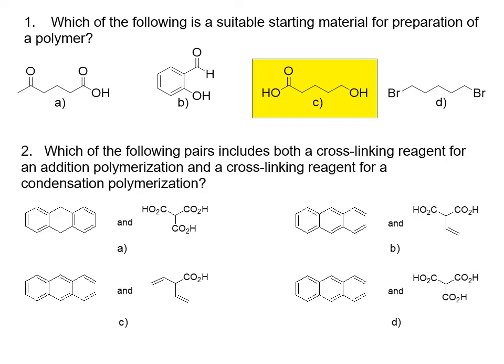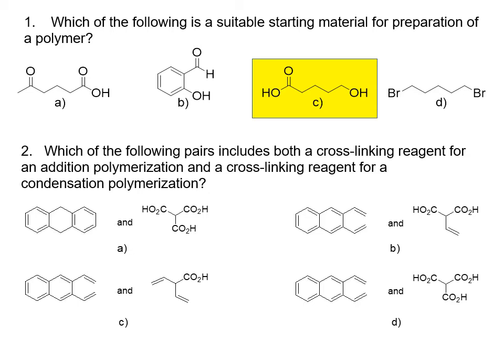Question number 2. Which of the following pairs includes both a cross-linking reagent for an addition polymerization and a cross-linking reagent for a condensation polymerization? If you consider A, there is no cross-linking agent for addition polymerization. Phenyl group is not cross-linking agent. On the right, we have tricarboxylic acid, and that could be cross-linking reagent for condensation polymerization. But first one is missing, so A is not correct.